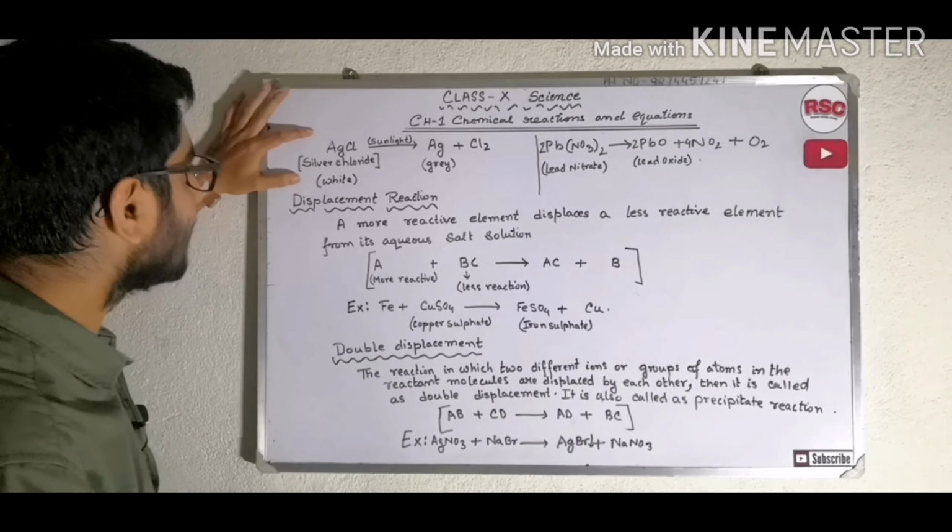This has come many times: Pb(NO3)2, that is lead nitrate. Lead nitrate decomposes to form lead oxide, NO2 and O2, that is nitrogen dioxide and oxygen.